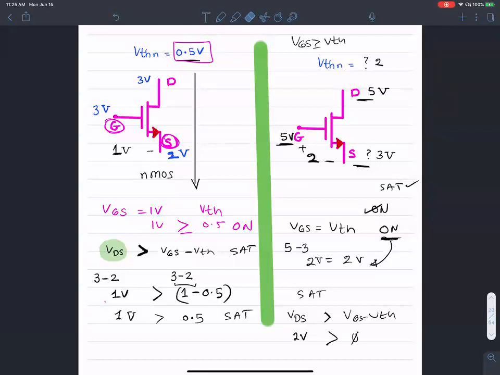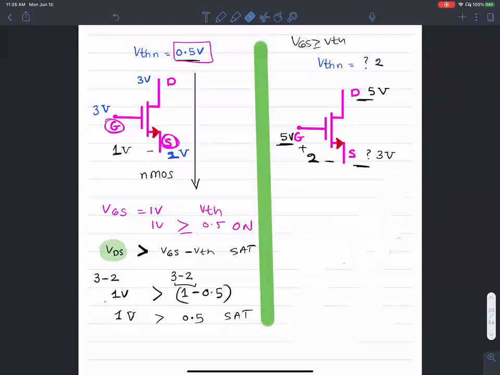So I have another question for you. So this problem is good so far, but let's see if I can modify this just a touch, okay? Just a touch. Let me modify this V threshold to be 1 volt, okay. Now, I'm also going to change this VD value to be 4 volts. Now tell me what region of operation is this going to be in?